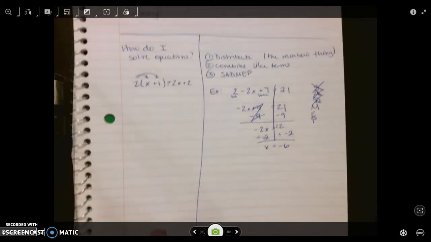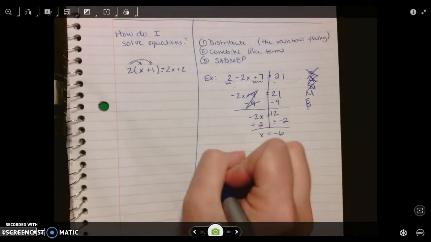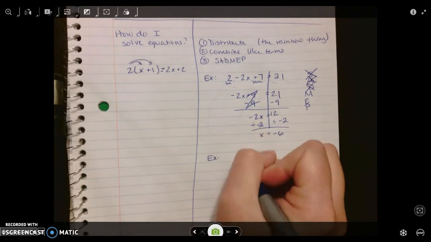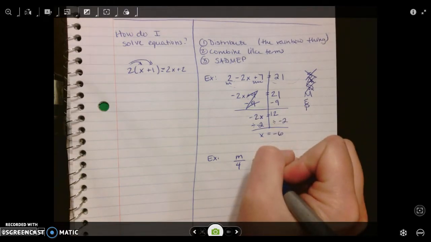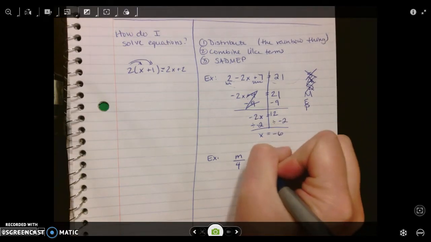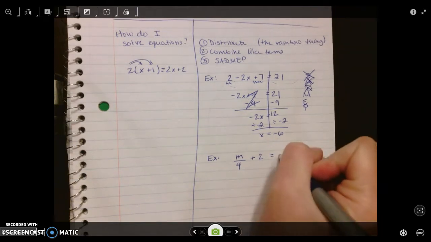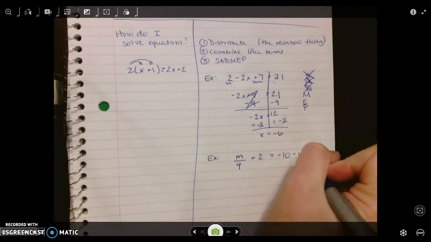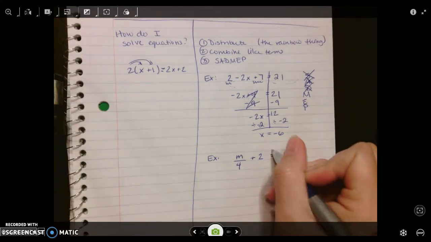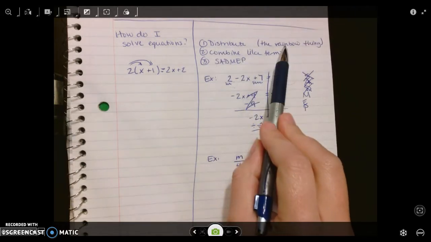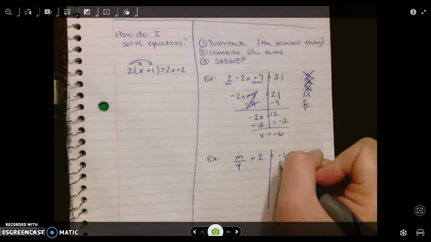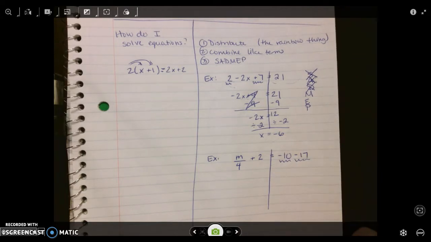So let me give you one more, and I'll actually have this one with division, because what I do see is a lot of students really get confused when they see division. Plus 2 equals -10 minus 17. So I'm going to draw my line through the equal sign to show my balance beam. I don't have any type of distributing. I do see like terms. I have 2 of them right here, so I need to combine those two. There's nothing on this side that I need to worry about combining.